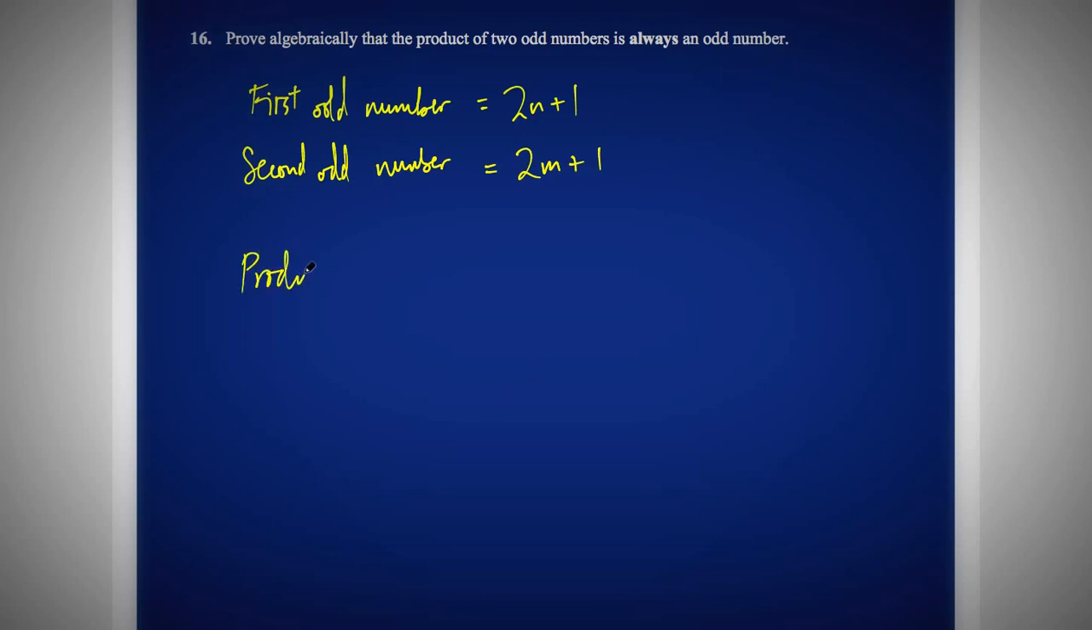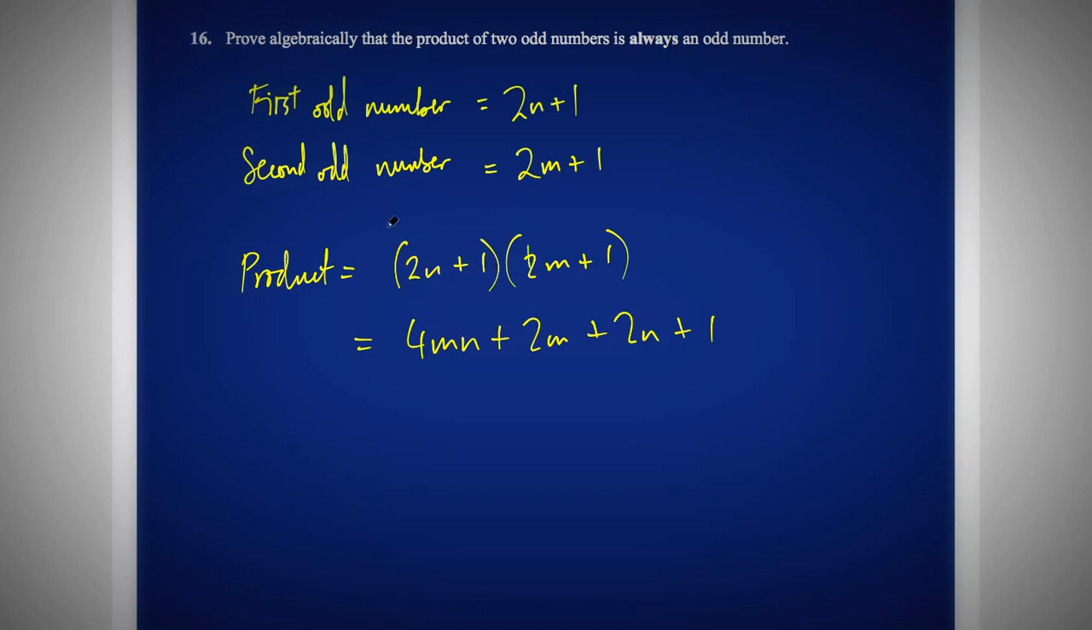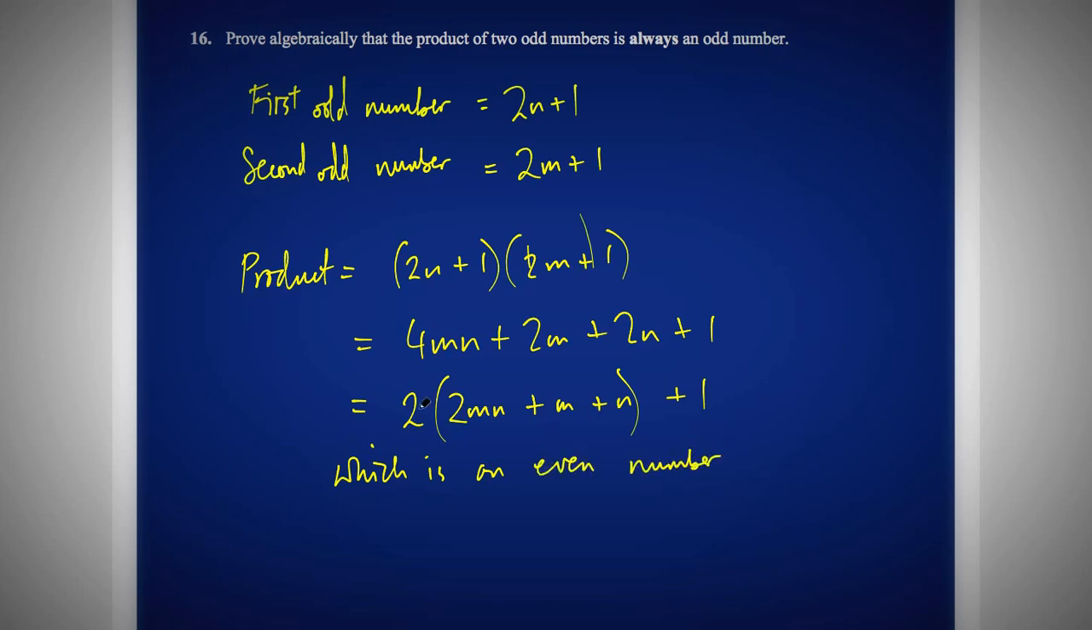So product of these two is 2n plus 1 times by 2m plus 1. That is 4mn plus 2m plus 2n plus 1. That's doing firsts, outsides, insides, and lasts. Now all of this lot can be factorized by 2, making it an even number. So that is 2 times (2mn plus m plus n) plus 1 at the end, which is an even number because it's got a factor of 2, plus 1, which is therefore an odd number.